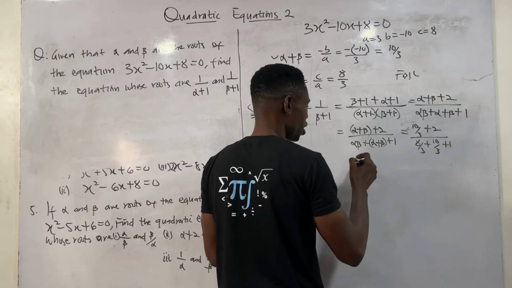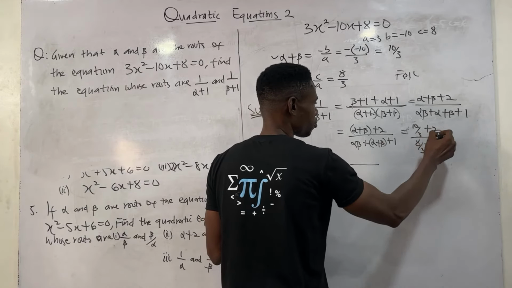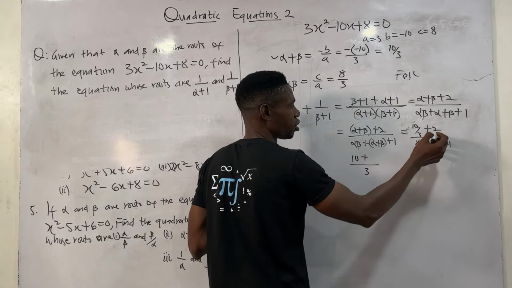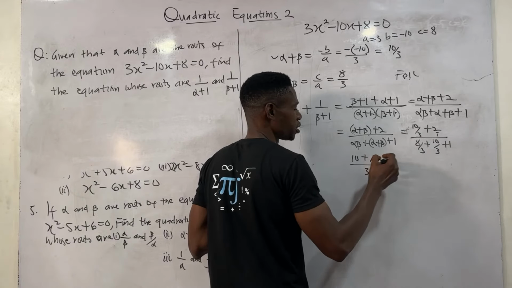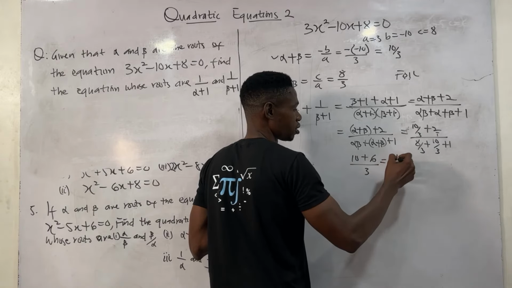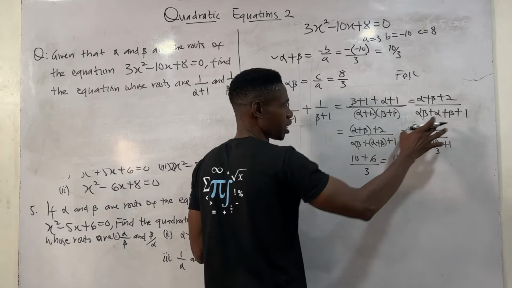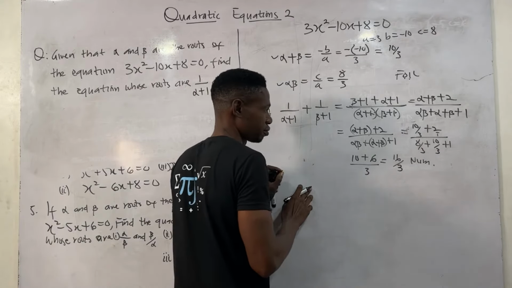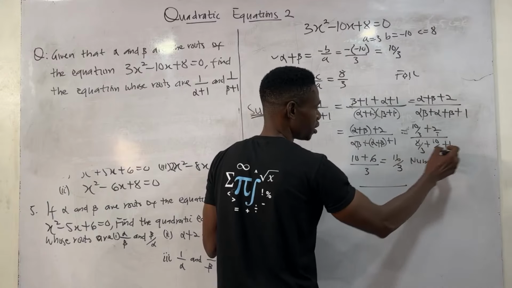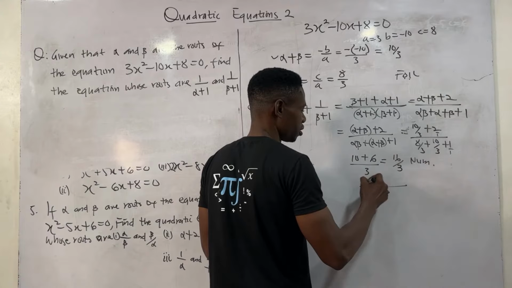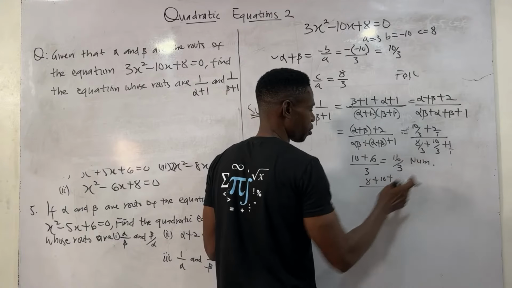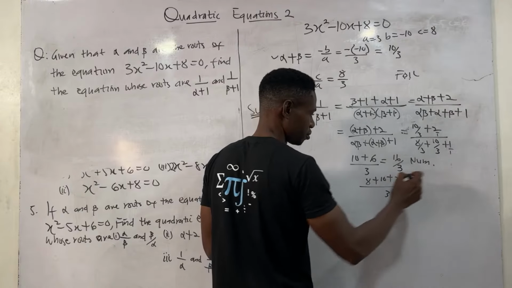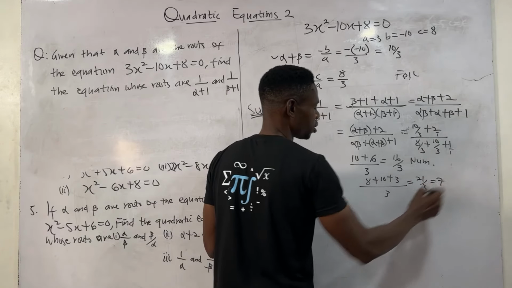Okay, for the numerator, we'll have LCM of 3. 3 into 3 is 1, 1 times 10 is 10, plus 1 into 3 is 3, 3 times 2 is 6. So the numerator will give us 16 over 3. That's for the numerator. The denominator will give us LCM again of 3. 8 plus 10 plus 1 into 3 is 3, 3 times 1 is 3. That gives us 21 over 3, which is 7.